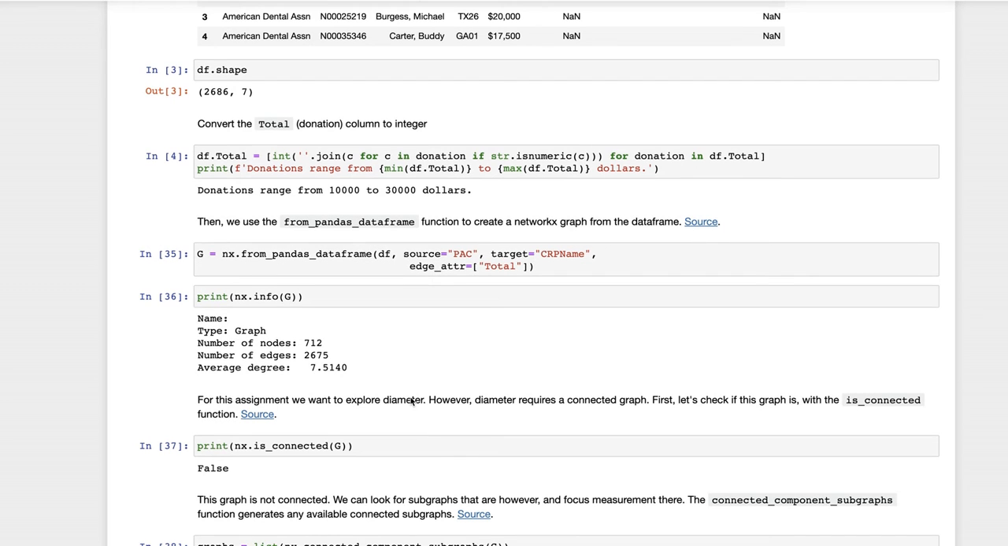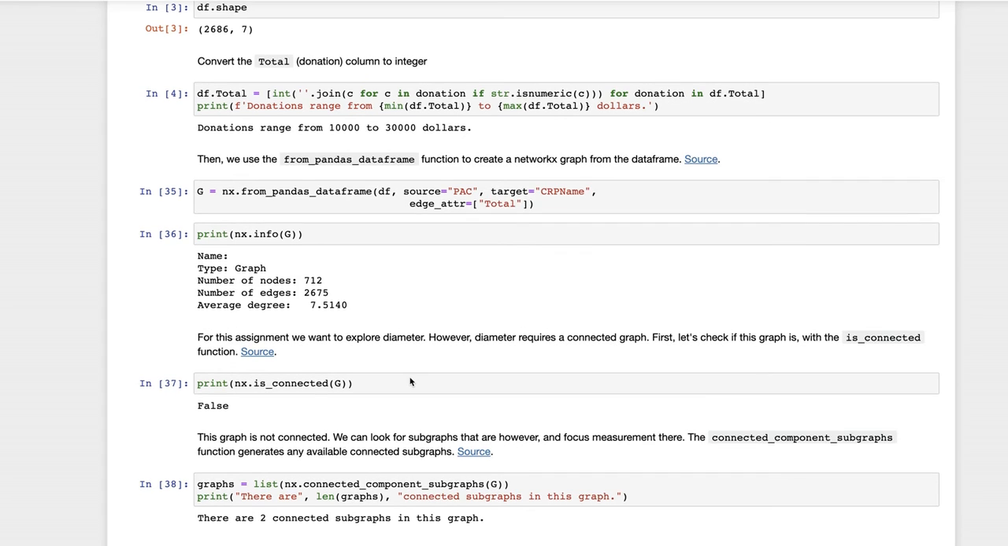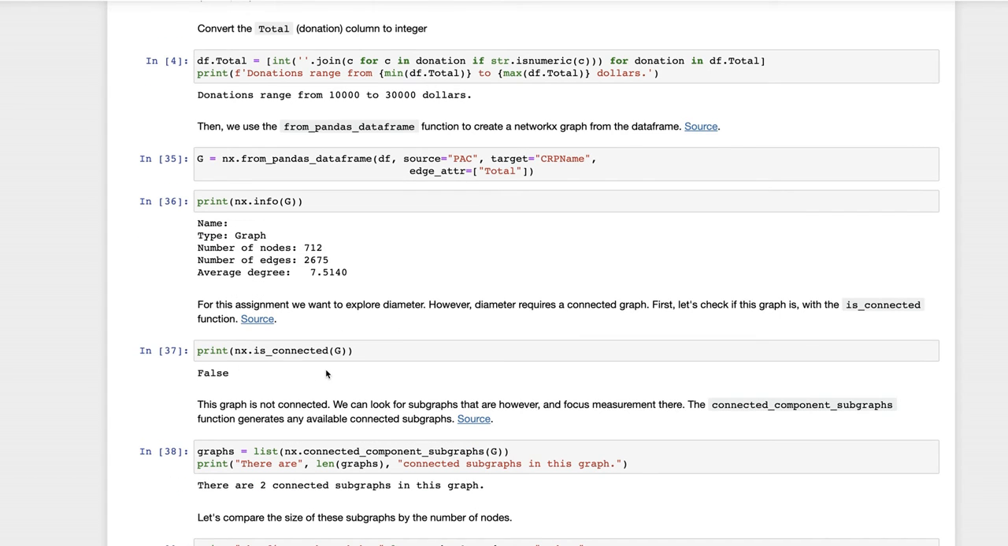In terms of the summary statistics for the graph, there are 712 nodes. 148 of those are the congressmen, and the balance are the donors to them. So there's about 4 times as many donors as recipients. And the average degree for these nodes is 7.5 donations. The graph is not connected as is.